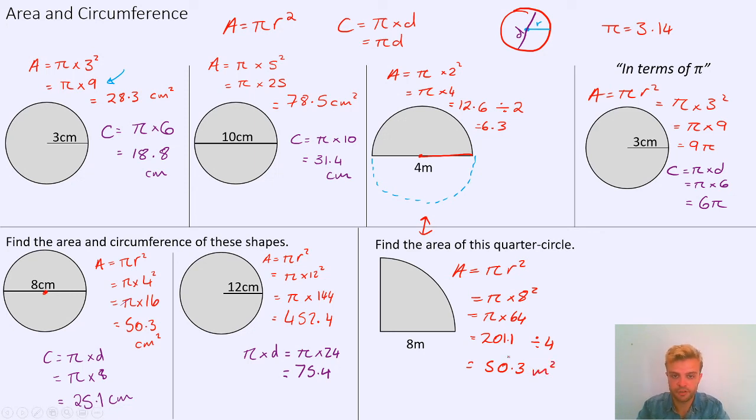Right, so that's area and circumference of circles. Those formulas at the top, area equals pi r squared and circumference equals pi times diameter, you do have to remember. But after that point, it's just substituting in. Just remember that sometimes you have to double the radius to get the diameter or half the diameter to get the radius. But that's it. Hope that helps.